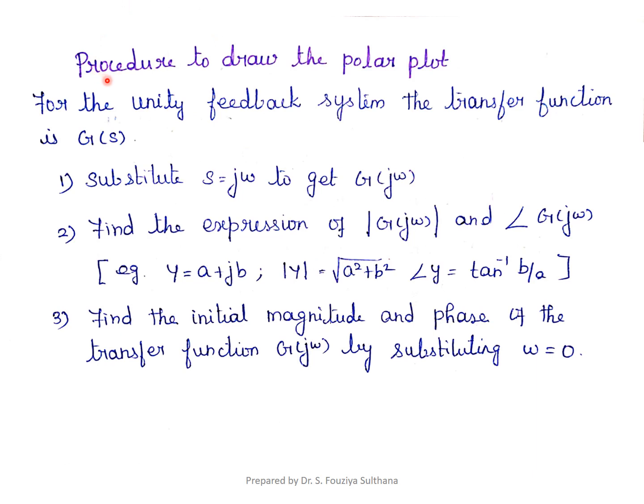We have to follow some procedure to draw the polar plot. For the given transfer function G(s), the first step is to substitute s equal to j omega to get G(j omega). Then find the expression of the magnitude of G(j omega) and the phase angle of G(j omega). Then find the initial magnitude and phase of the transfer function G(j omega) by substituting omega equal to 0.